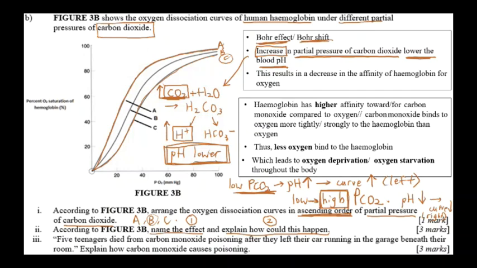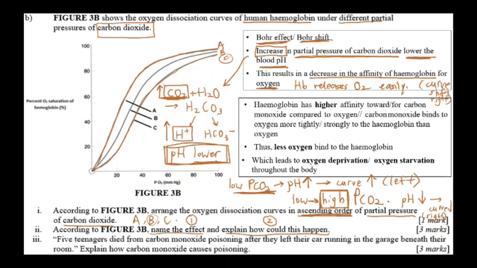And what will this cause? It will result in a decrease in the affinity of hemoglobin for oxygen, which means hemoglobin will release oxygen easily because the affinity for oxygen is lowered. The curve shifts to the right. And that's what we call the Bohr effect or Bohr shift.